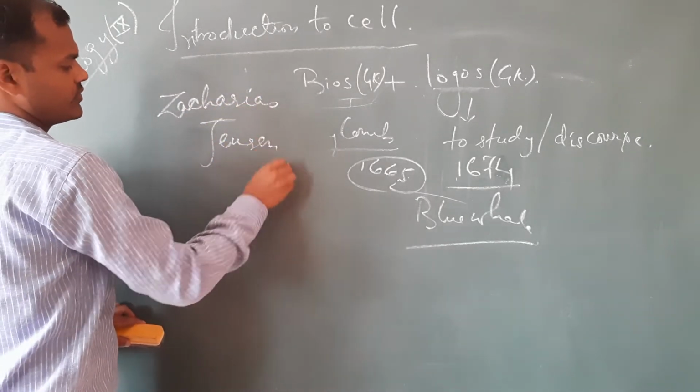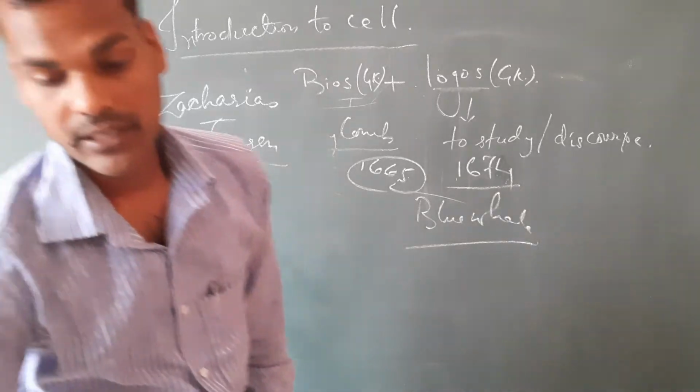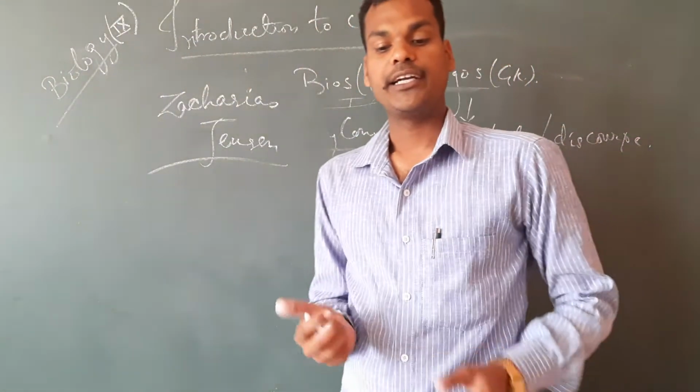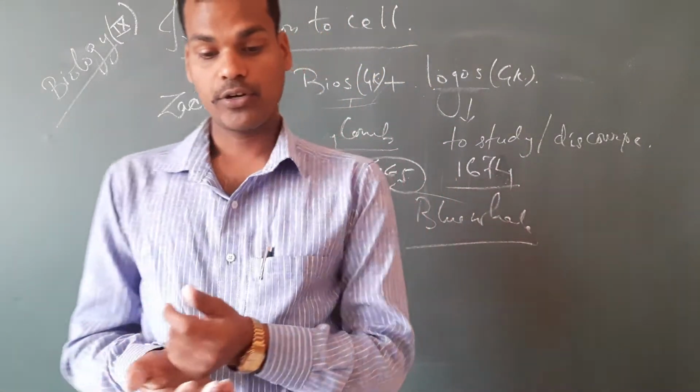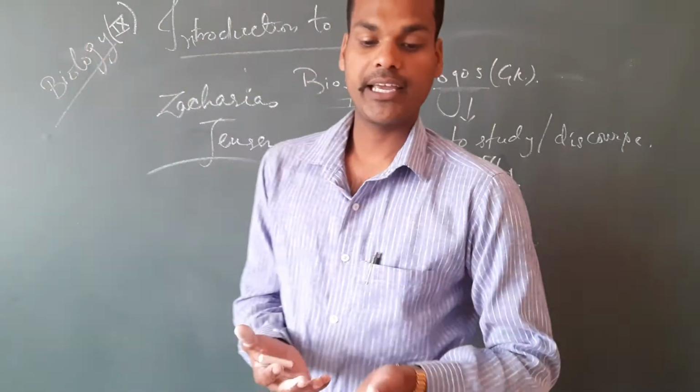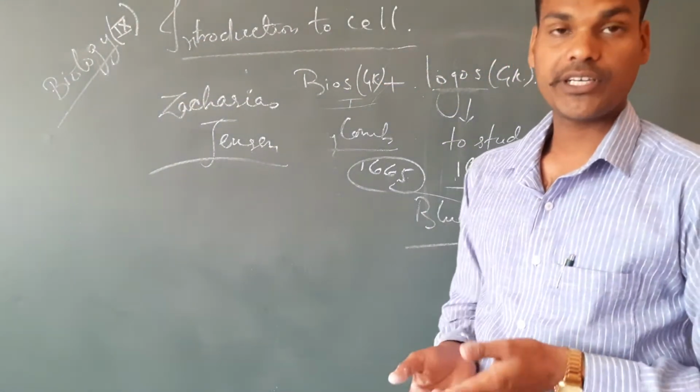Zacharias Janssen, he discovered the microscope. Then many different scientists came: Antony van Leeuwenhoek, Marcello Malpighi, Nehemiah Grew, and all that. Then Lamarck came, Jean-Baptiste Lamarck, Robert Dutrochet also.